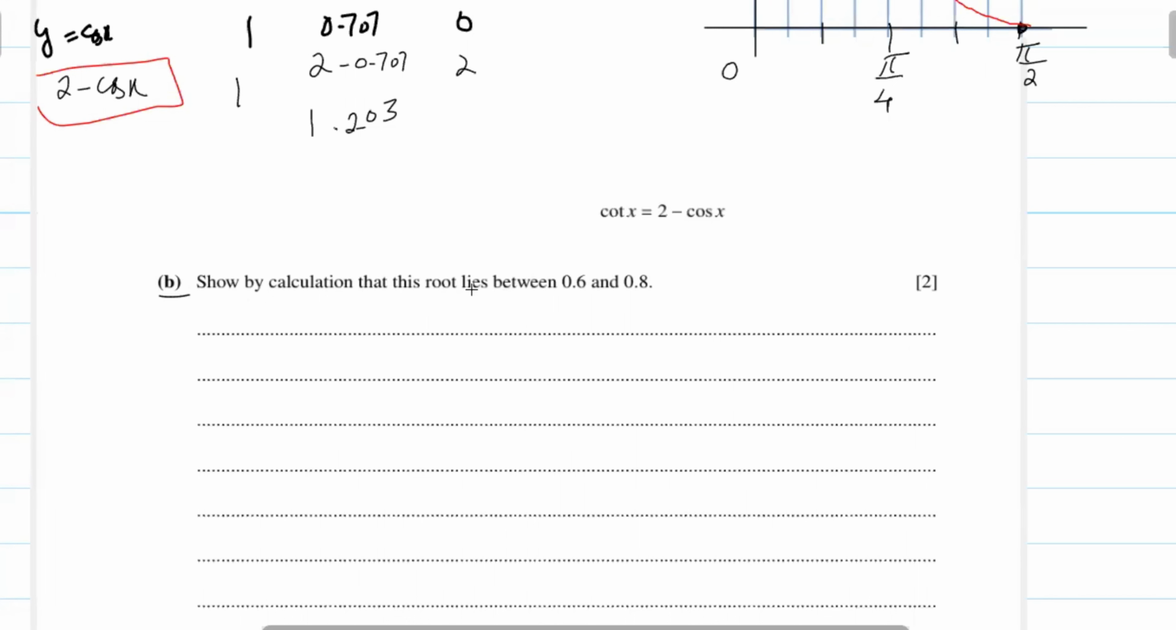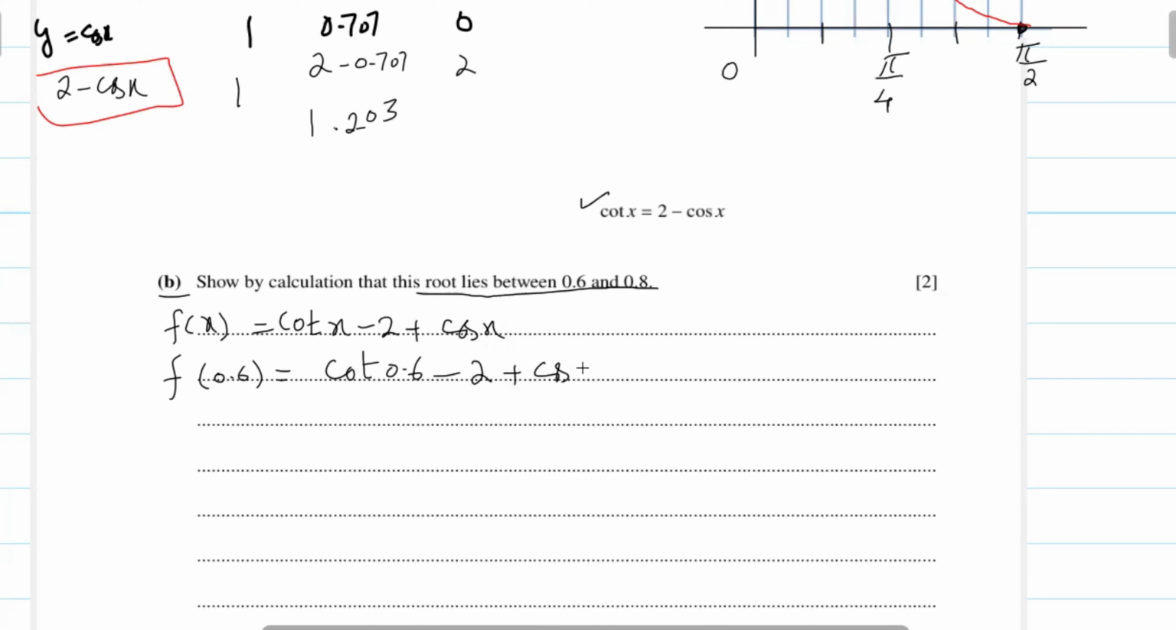Part B, show by calculation that this root lies between 0.6 and 0.8. To check this, the value of the root lies between these two values. Firstly, we write this function in this form: cot x minus 2 plus cos x, that will be equal to f of x. Firstly, we put the value f of 0.6. We can write cot 0.6 minus 2 plus cos 0.6.